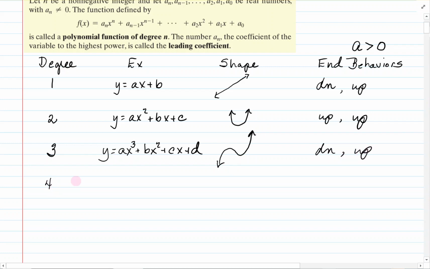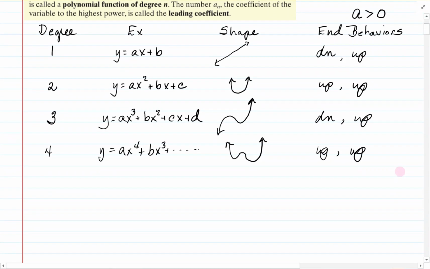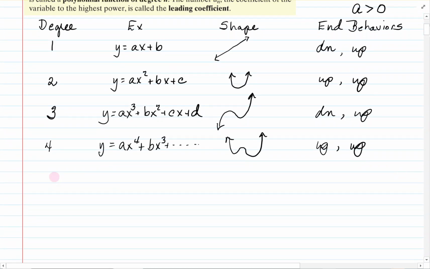If it is fourth degree, you have y equals ax to the fourth plus bx to the third, and I'm just going to put dot dot dot because I don't want to keep writing all that, and you will get something. It does not have to be symmetrical, but you will get something that at least sort of looks like a W. And the end behaviors are that it goes up and up. All of this could be verified by examples using your graphing calculator.